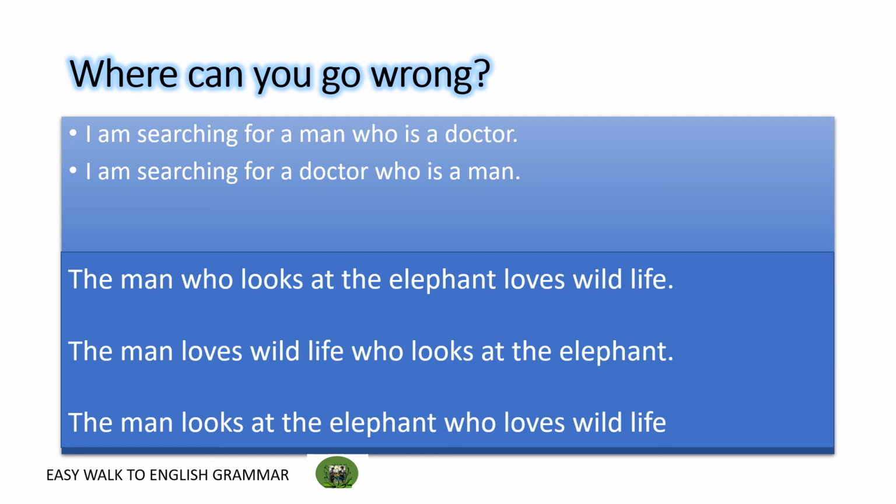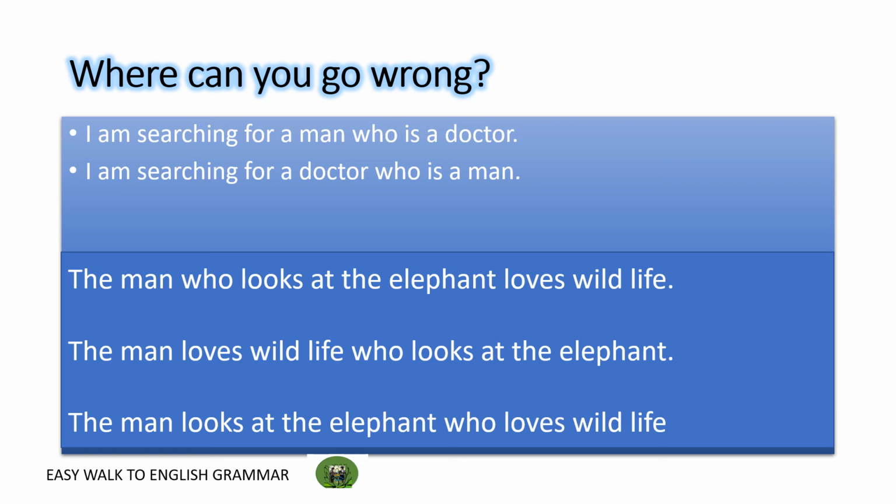In the first section, we can see two sentences. I'm searching for a man who is a doctor. I'm searching for a doctor who is a man. Let's check, when who is placed immediately after the word man, what meaning it gets. In that sentence, it means that I'm searching for a man and he is a doctor. His designation is that of a doctor.